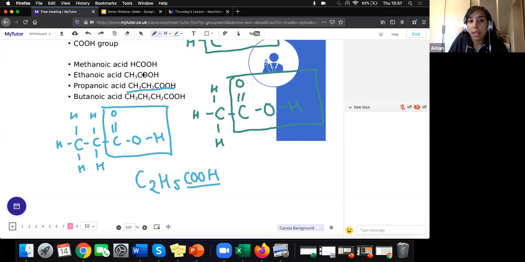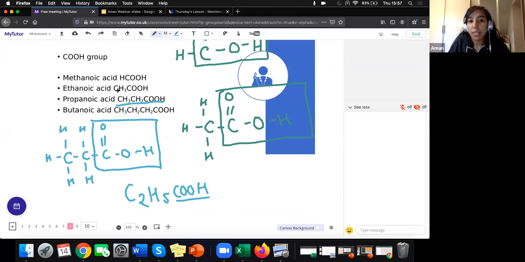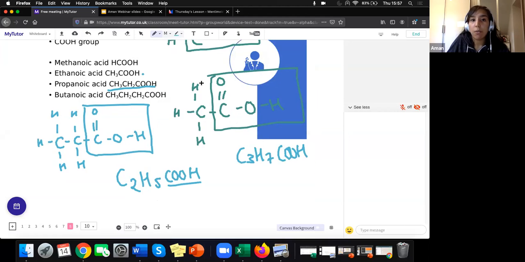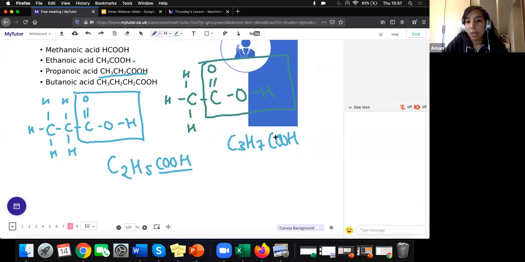So for ethanoic acid, if you have a look, it would say CH3, COOH. Butanoic acid will be C3, H7, COOH. And I'm going to draw that out now for you. So the reason it's C3 is because the other carbon is in the carboxylic acid bond.